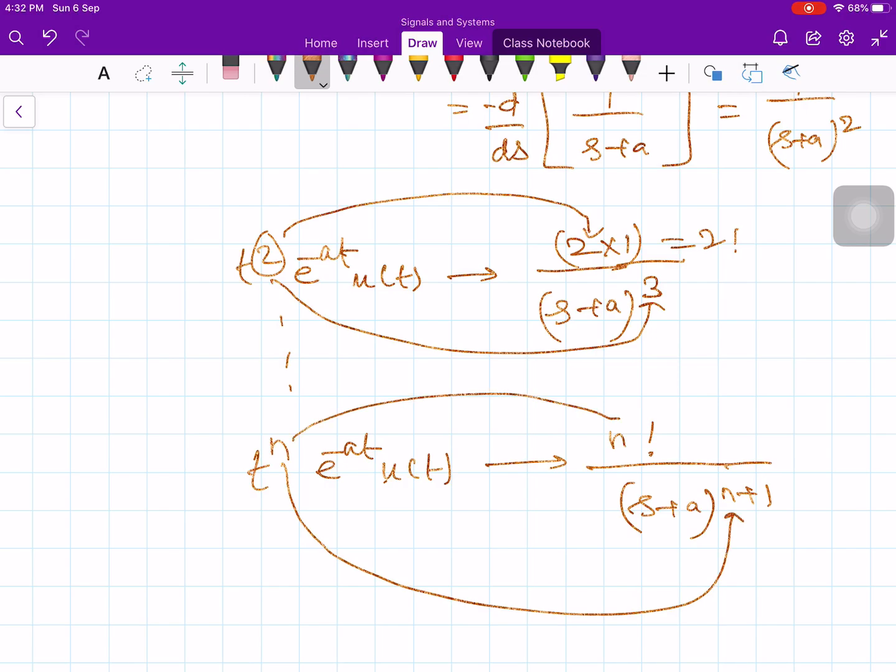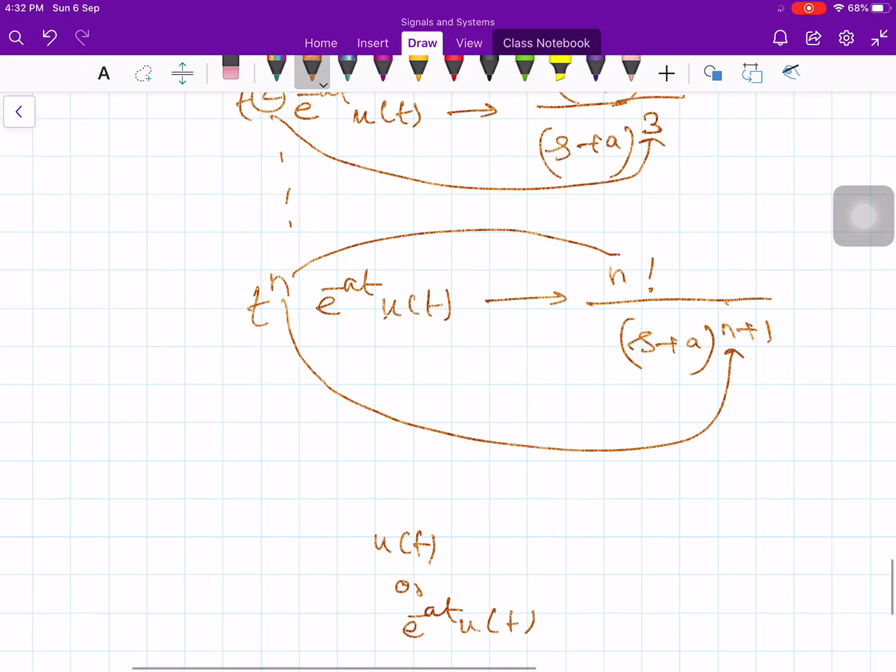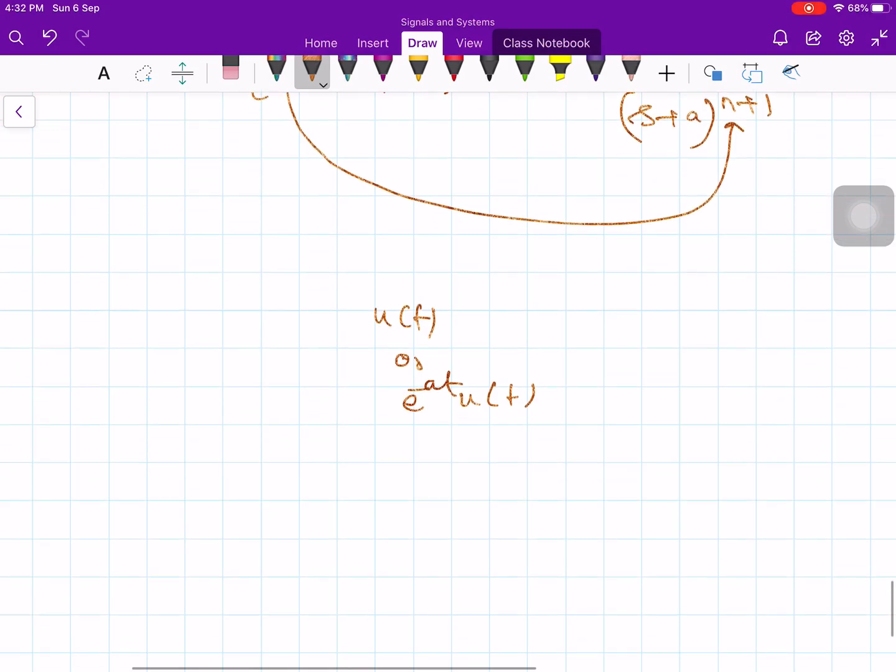Okay. So in other words, we need not remember the Laplace transforms for t multiplied functions like this. Only remember the Laplace transform of e power minus alpha t times u of t, or in terms of u of t. That is enough. If you know the basic formula of u of t or e to the minus at times u of t, that is enough. Using the properties, you can easily find out.